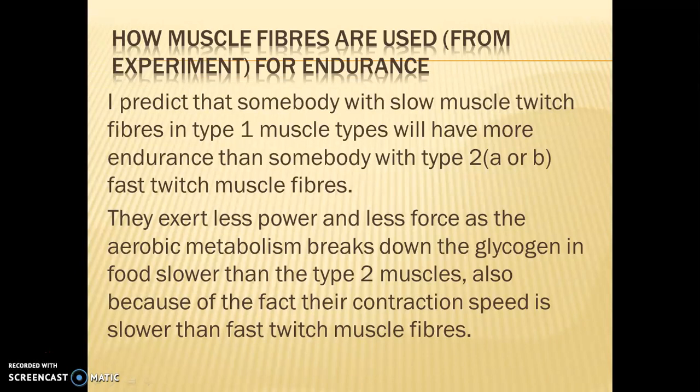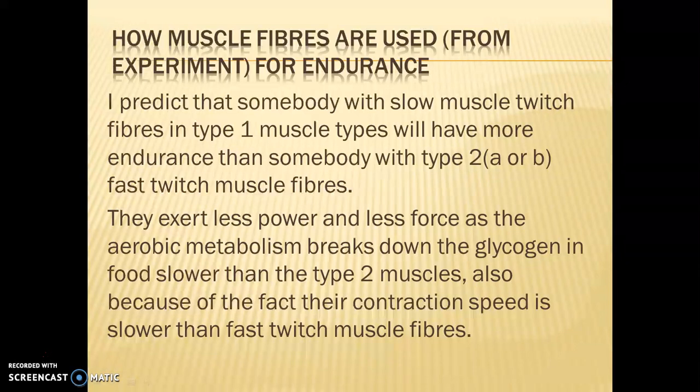How muscle fibers are used from the experiment for endurance. I predict that someone with slow twitch fibers, type 1 muscle types, will have more endurance than somebody with type 2A or 2B fast twitch muscle fibers. They exert less power and less force, but aerobic metabolism breaks down the glycogen in food slower than in the type 2 muscles, meaning the muscles are able to last longer as they get a constant supply of minerals and nutrients, and also because their contraction speed is slower than fast twitch muscle fibers, which are used to quickly react to a stimulus.